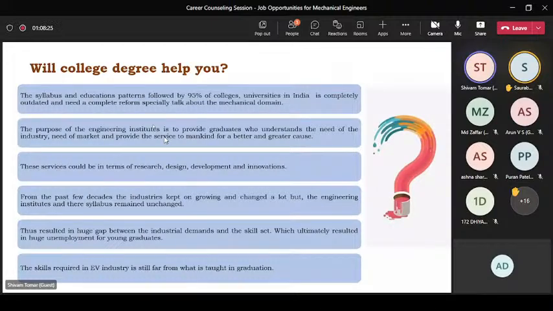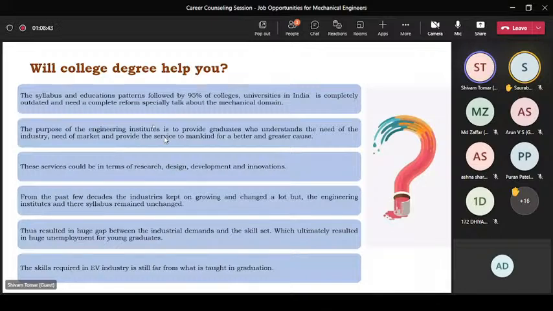Like if you talk about the boilers, at that time boilers were the need of the industries to generate power and do all the machinery work. So at that time it was in demand, and those things were included in your curriculum.